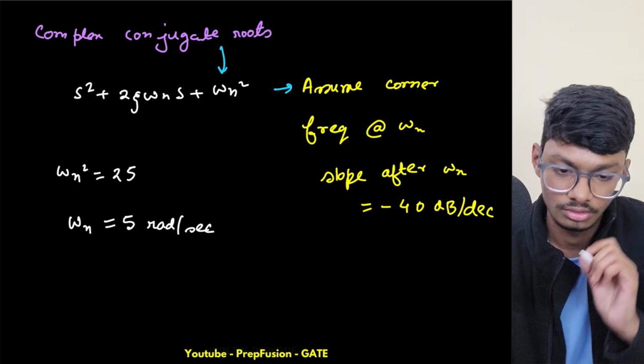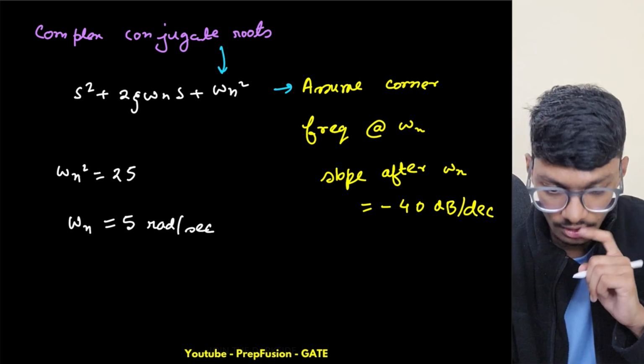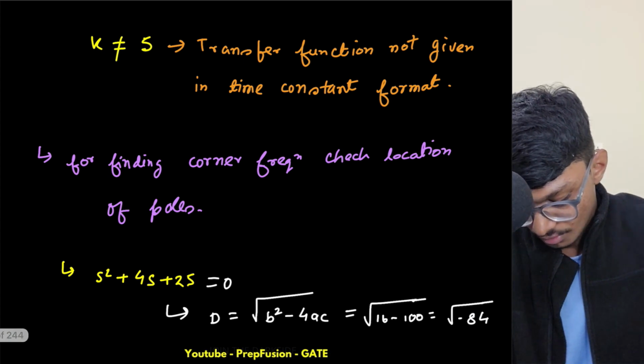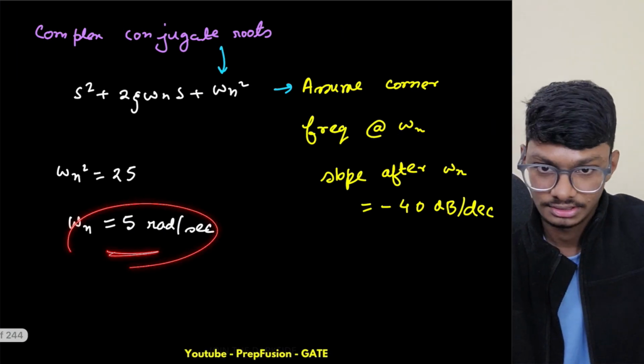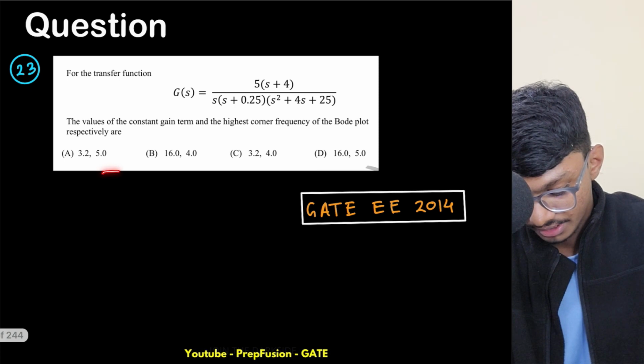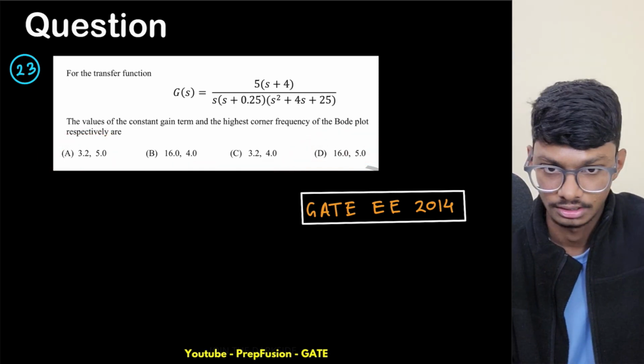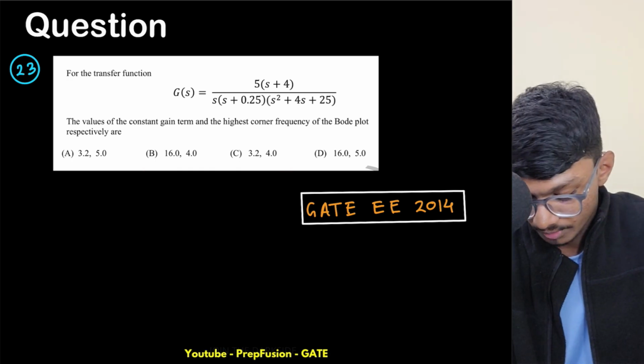Okay, so these are the things. Now what else? Basically, omega n we got. This is the highest corner frequency from here, so 5 will be the highest corner frequency. So either option A or option D will be correct. These options are eliminated. Now what about the value of k?